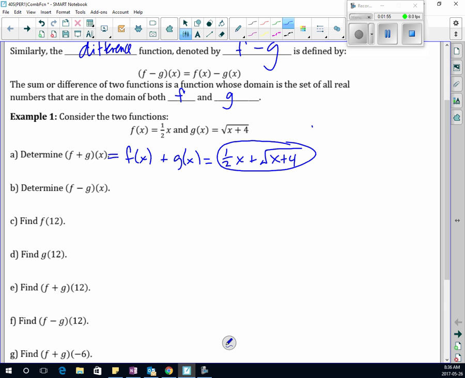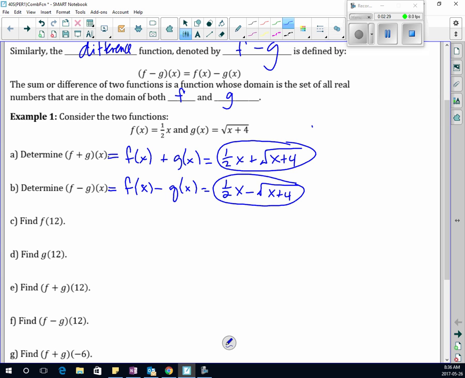Do we have to graph this? If we had to graph, just relax about the graphing. You would not know how to graph a line and a square root together. However, all you're doing when you're graphing it is adding the y values. So you'll see it's not as bad as you think. Okay, so f minus g of x. Again, that's the same thing as f of x subtract g of x. So that would be 1/2 x subtract the square root of x plus 4. Yes?